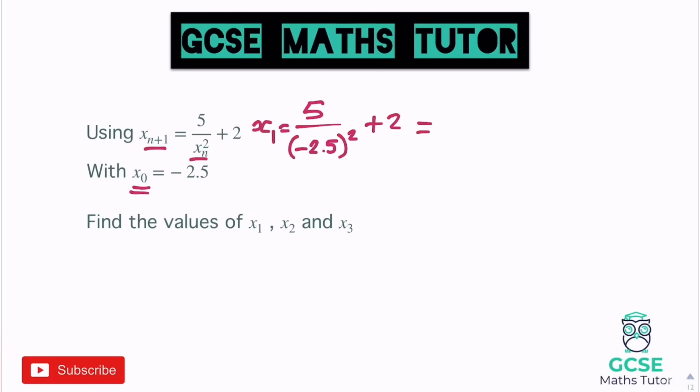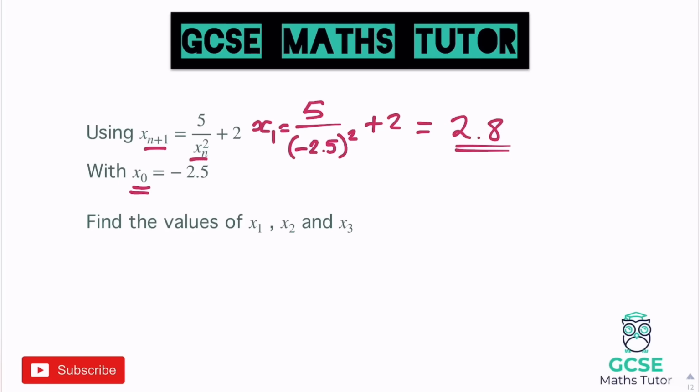So literally just typing that into your calculator. So open up your fraction button, make it look exactly the same as that, 5 on the top, negative 2.5 on the bottom squared, and then come out of your fraction and plus 2, or press equals and then add 2. Now you get either a fraction, 14 over 5, or 2.8. So there is our value of x1.